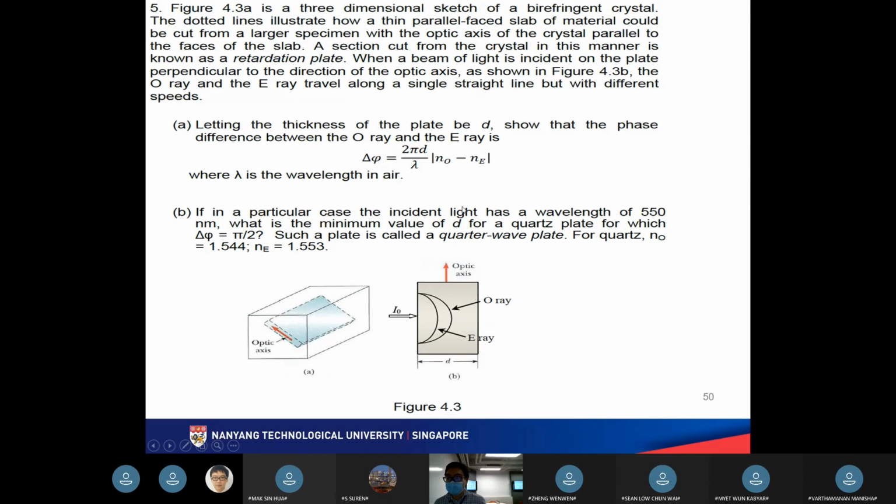And then B, in the particular case of a quarter wave plate, light passing through the slab will introduce a phase difference of pi/2 for ordinary and extraordinary light. I want you to find out what the thickness D is for the quarter wave plate. So this is the configuration, okay? One light sees one refractive index, the other sees the other refractive index. Once it passes through a thickness D, what will be the phase difference?